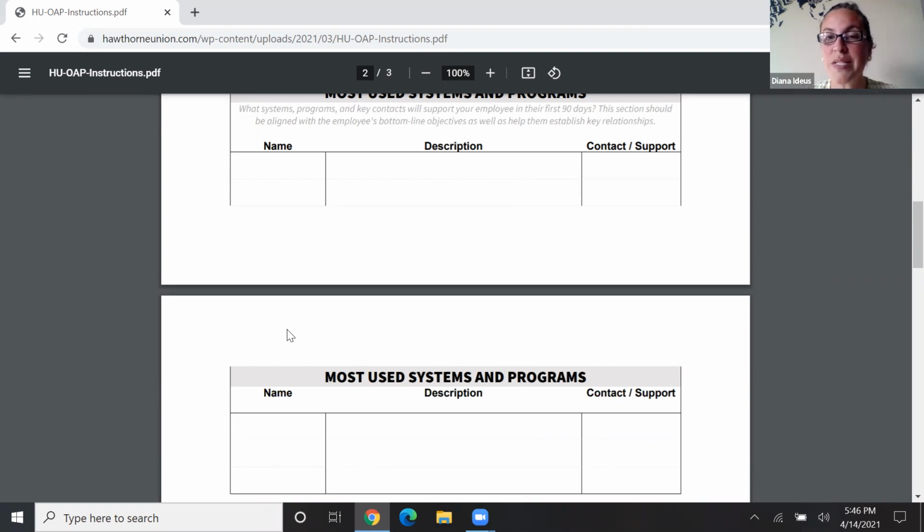The reason that there's a contact support section is because you also want to be delegating. You don't want to be the only one training your new employee. Of course, it's important that your new or newly promoted employee builds a relationship with you as their hiring manager. But who on the team can they meet? Are there certain clients that they need to be introduced to? Are there certain people in other departments? So think about this comprehensively.